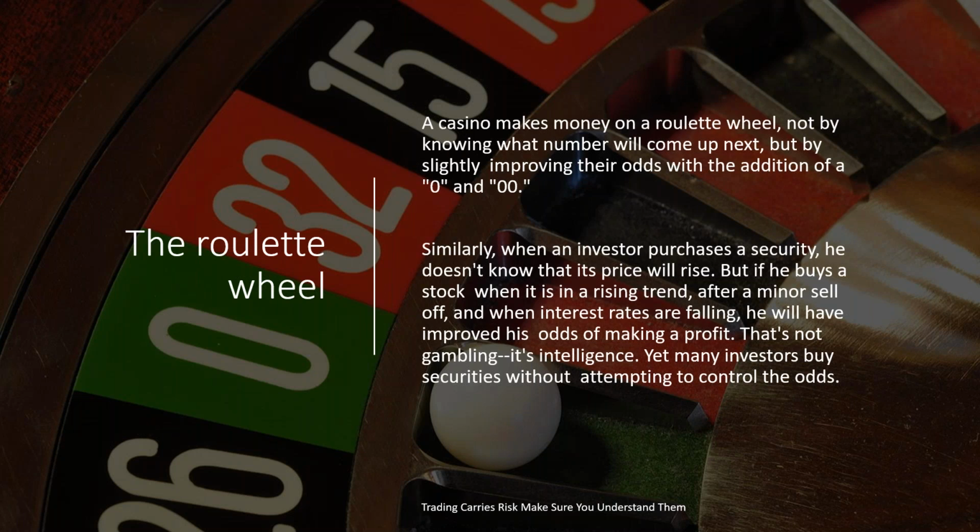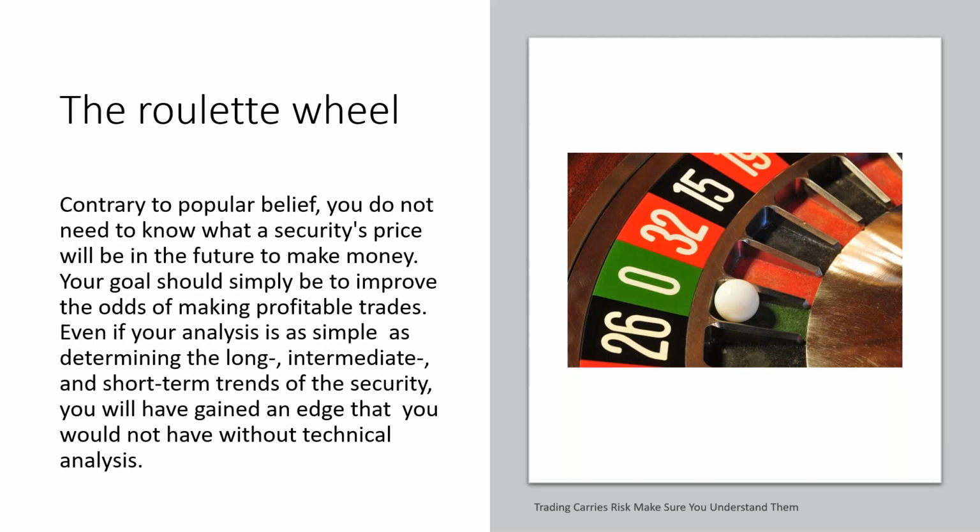So similarly, when an investor purchases a security, he doesn't know if that price will rise. But if he buys a stock when it's in a rising trend after a minor sell-off, and when interest rates are falling, he will have improved his odds of making a profit. That's not gambling, that's intelligence. Yet many investors buy securities without attempting to control the odds. So, contrary to popular belief, you do not need to know what a security's price will be in the future to make money. Your goal should simply be to improve the odds of making profitable trades.